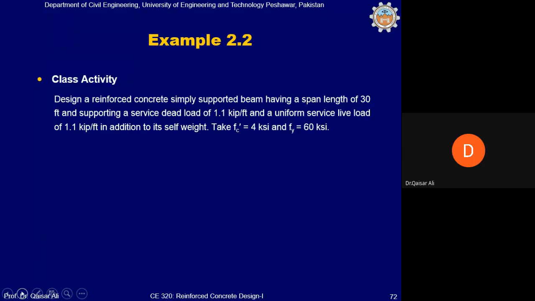This is a class activity. Please start this. Design a reinforced concrete simply supported beam having a span length of 30 feet, so L is 30 feet, supporting a service dead load of 1.1 kip per foot and a uniform service live load of 1.1 kip per foot, in addition to its self weight.